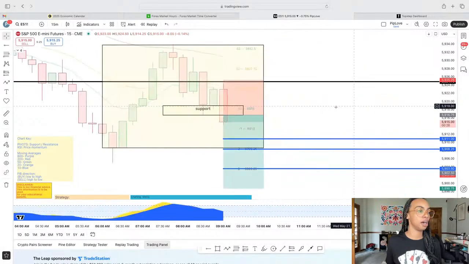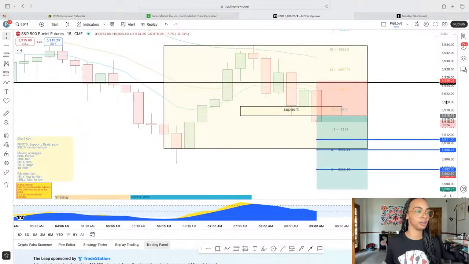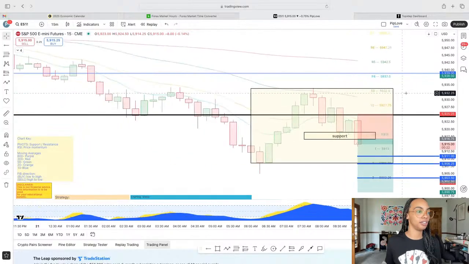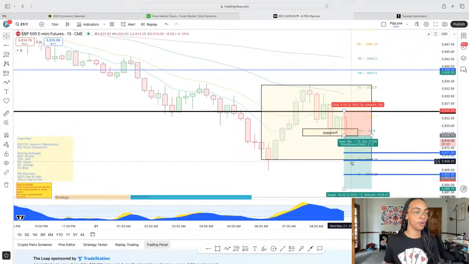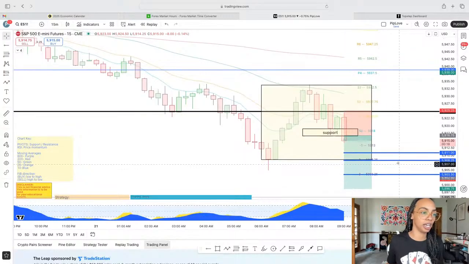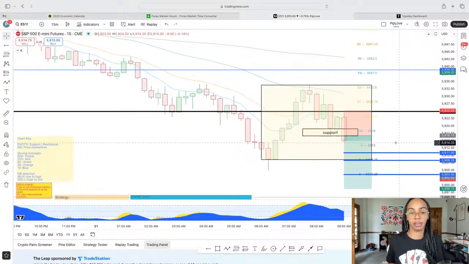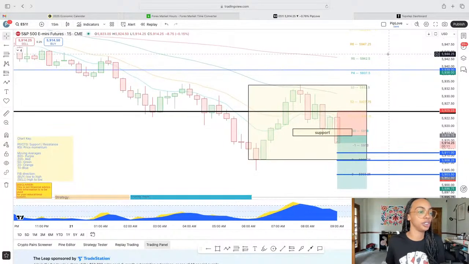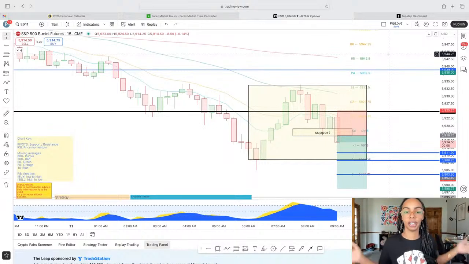Okay, still in our box. Hasn't broken out of this area here. But of course, if it does, we have it all set up. How do you guys feel about this trade? Do you understand what we just did and why we did it? And if you don't, just say, and we'll go over whatever.